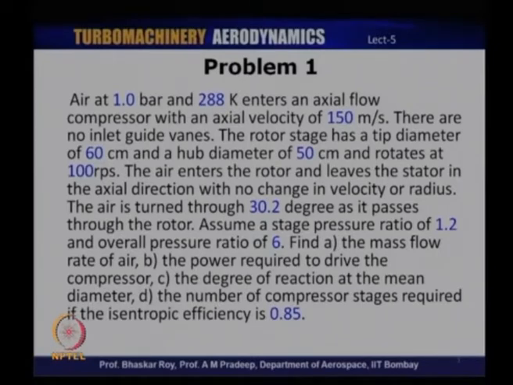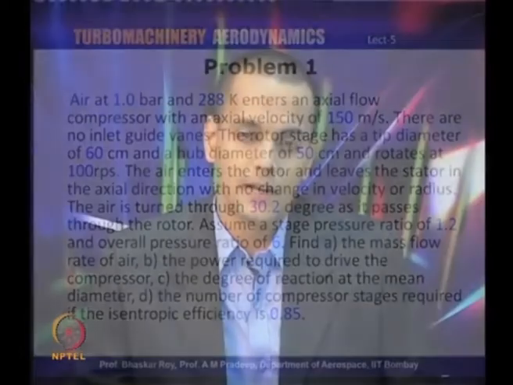Part B is to find the power required to drive the compressor. Part C is to find the degree of reaction at the mean diameter, and part D is to find the number of compressor stages required if the isentropic efficiency is 0.85.